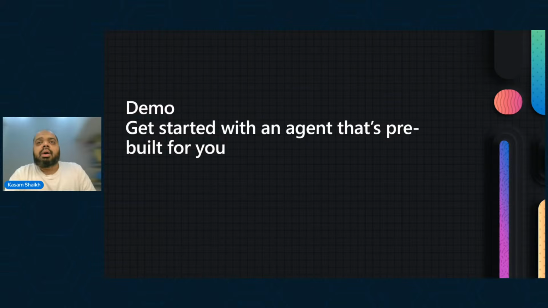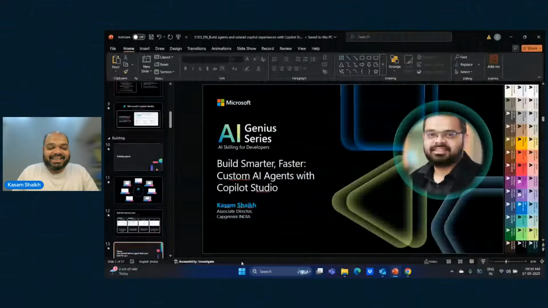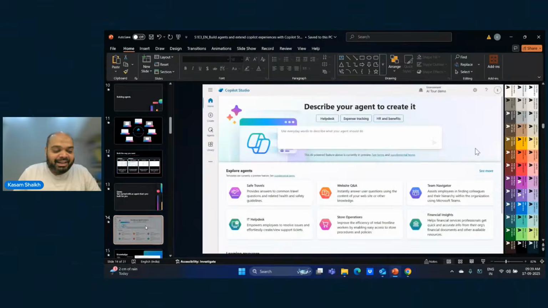So let's look at how quickly we can get a fully functional agent using an agent that is pre-built for you. What we'll do is use a Safe Travels template, add some travel websites to it, and then test it. For the brevity of this session, I have recorded the video to avoid any kind of technical challenges. So let me quickly open that.